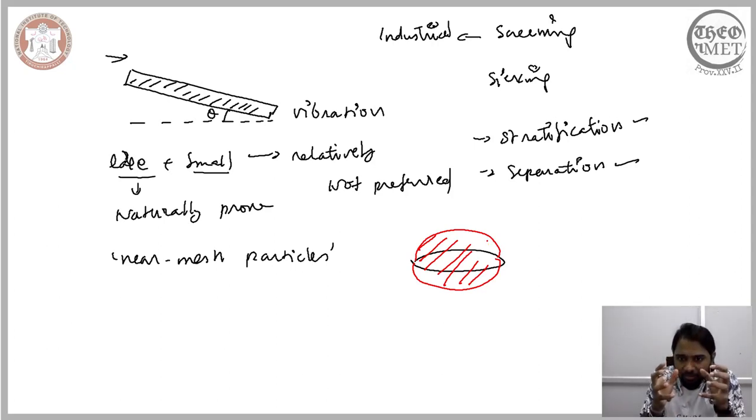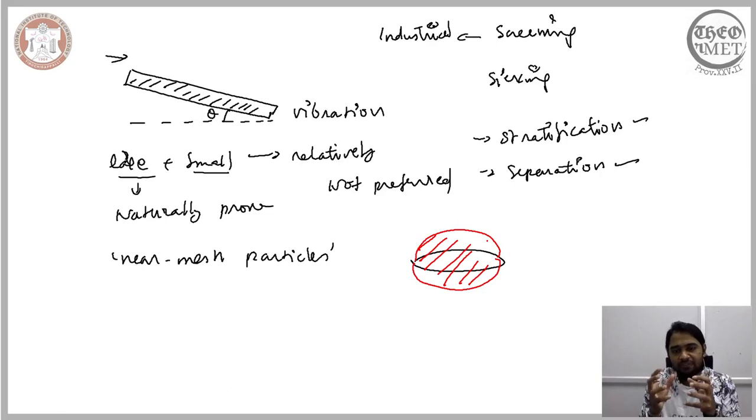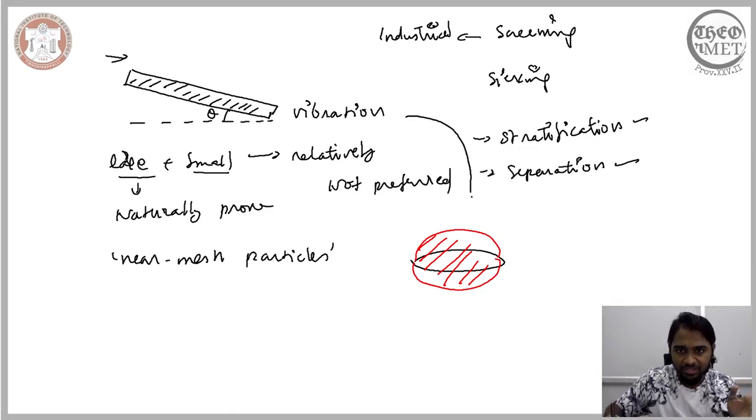So when you have several such near mesh particles closing up these openings, what you essentially have is a reduction in the total number of apertures present on the surface of the screen. Therefore, the efficiency of the overall screening is reduced. Now, in order to remove these near mesh particles, the vibration again plays a key role.